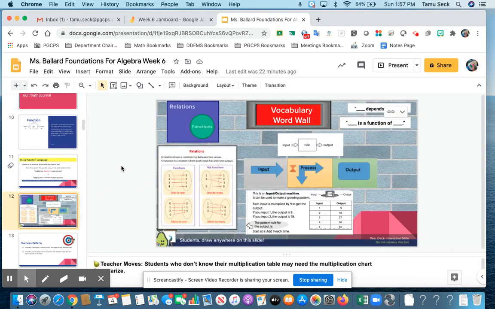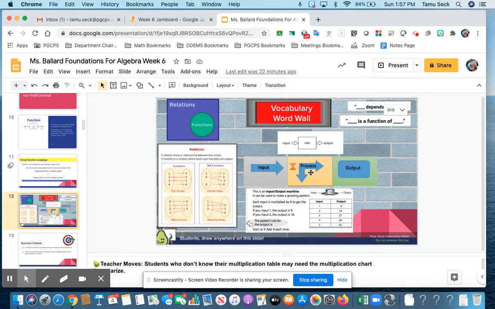These are the vocabulary words that we've talked about today. We've talked about relations. Relations are things that can be graphed. A relation is a function if every input has exactly one output. We talked about the input and output.